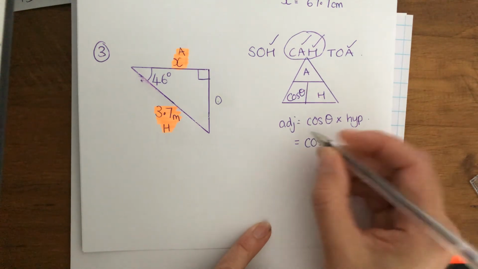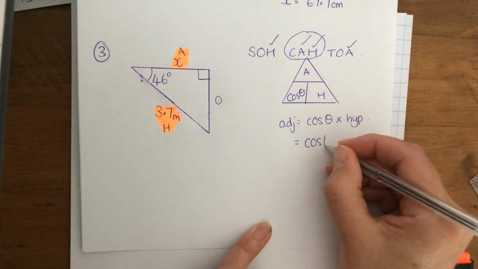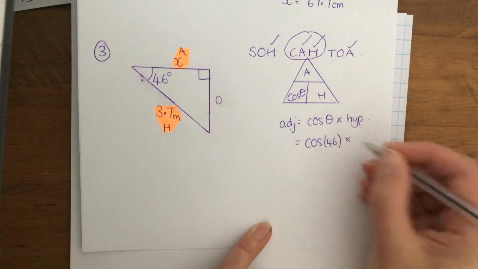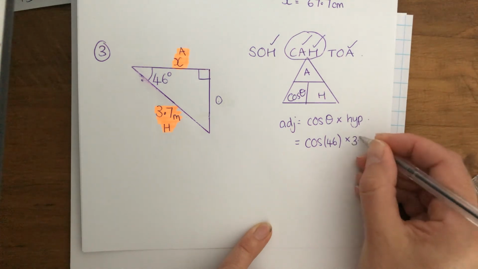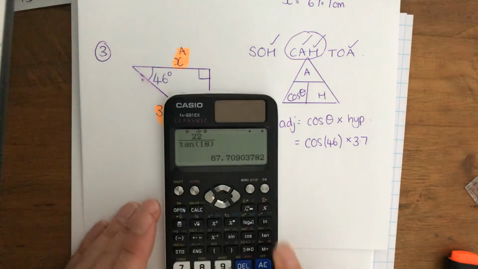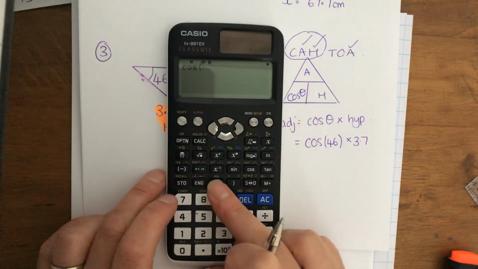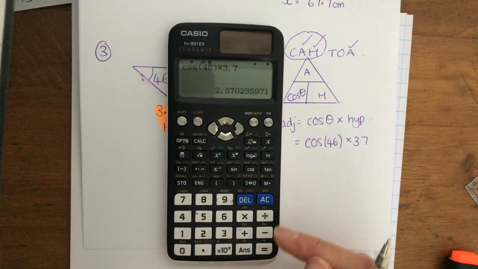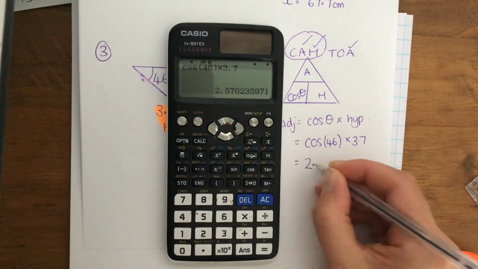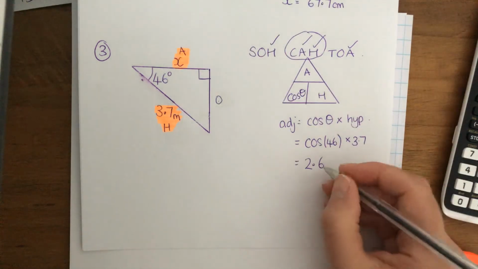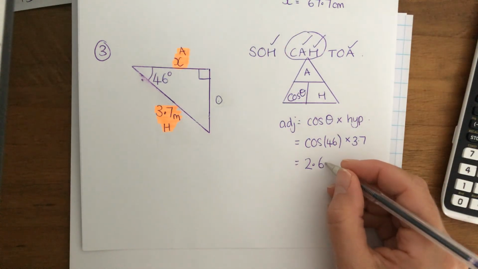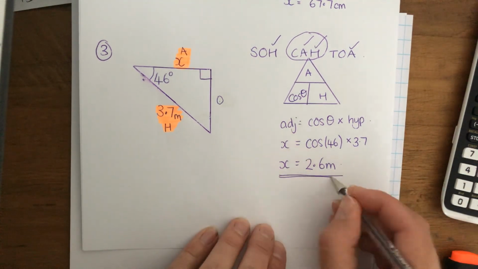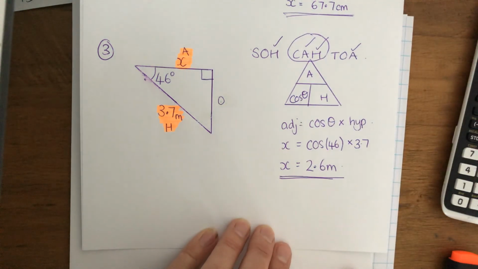Cos of the angle is 46. On your calculator, open up the bracket. You must remember to close the bracket. Times by the hypotenuse, which is 3.7. So again with your calculator, cos of 46, close your bracket, times by 3.7 equals 2.6. And we're talking about metres. So x is the adjacent side, x equals 2.6. There's your answers.